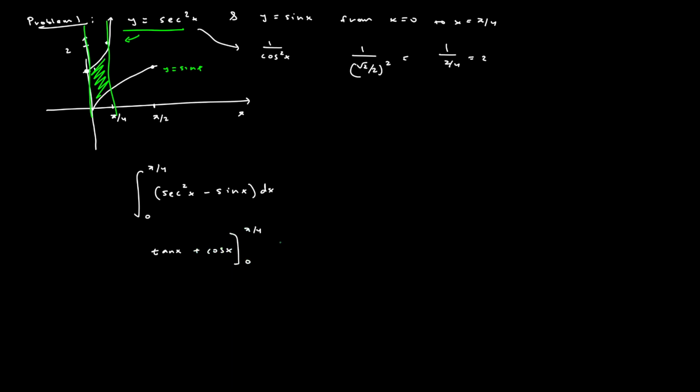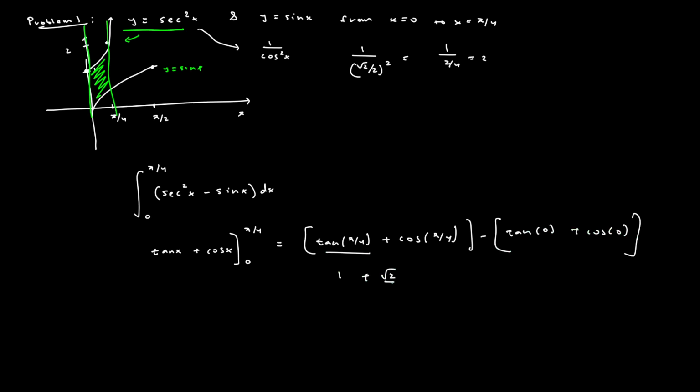That becomes tan of pi over 4 plus cosine of pi over 4, minus tangent 0 plus cosine of 0. Tangent of pi over 4 is 1, plus root 2 over 2, minus 0, minus 1. So our answer is root 2 over 2, and that's the area. So root 2 over 2 units squared is the area.